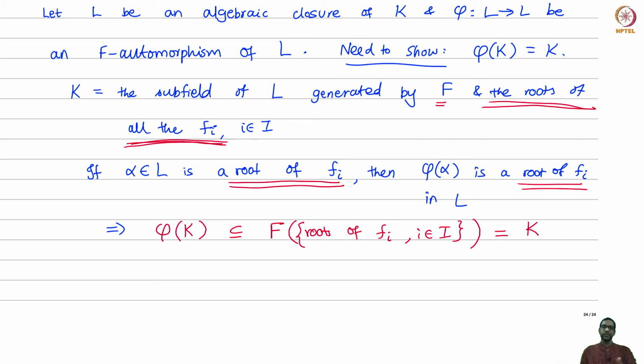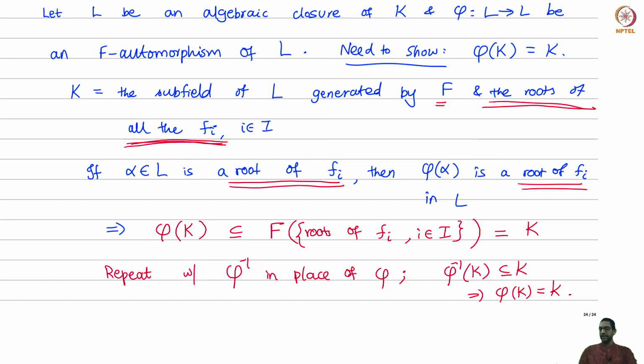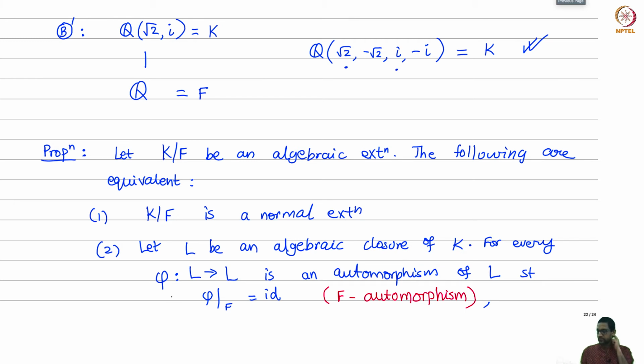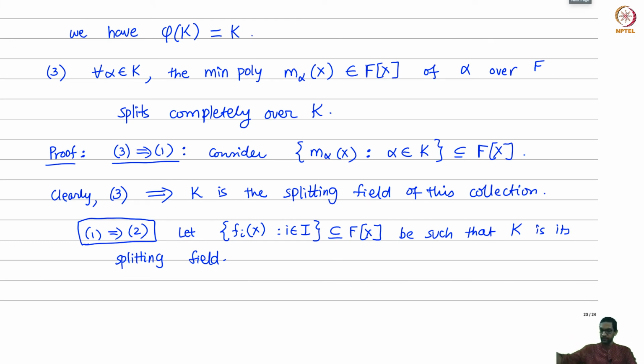Okay. So if you look back, it's the same proof really for the uniqueness as well. So phi(K) is a subset of K, and now we repeat the argument with phi inverse in place of phi. And well, when you do that, what do you conclude? You conclude that phi inverse of K is a subset of K, and therefore phi(K) is equal to K. Okay, and that's exactly what we needed to prove in part 2 of this proposition, that whenever you take an F-automorphism of L, then K is preserved by that automorphism. Okay, so that's 2 parts of what we need to show.